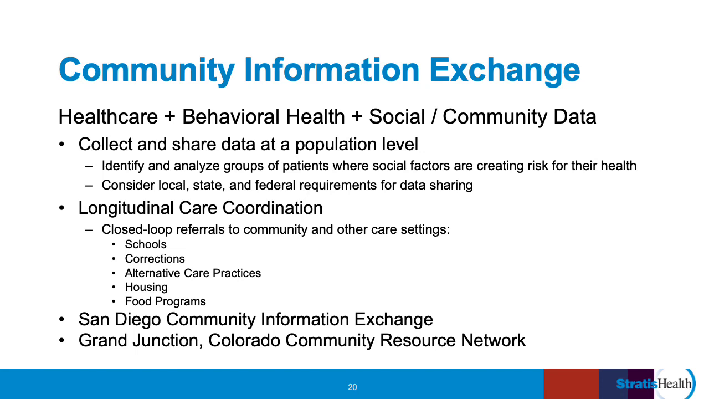We'll get into social determinants of health in the next few slides, data largely generated outside the walls of traditional healthcare. The technologies behind this enable communication between the three entities and also close the loop or provide the possibility of feedback when referring to other community or care settings such as schools, correction facilities, alternative care practices, as well as housing and food programs. As we know, stable housing and proper nourishment are primary indicators and predictors of good health.